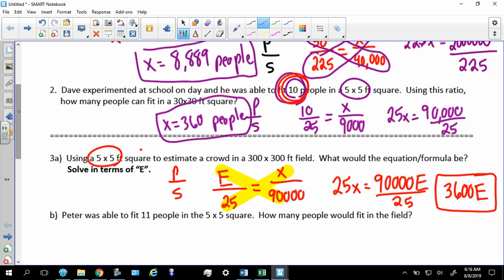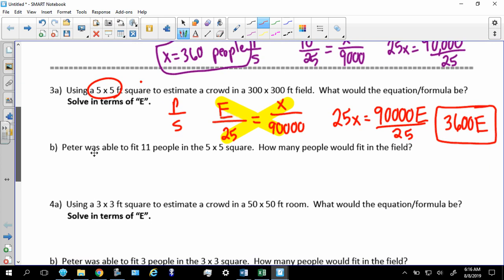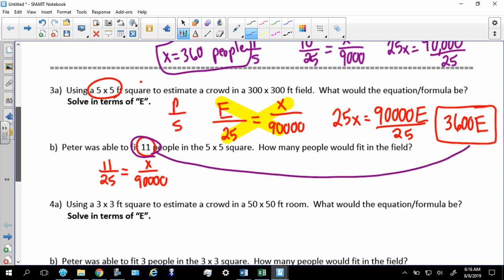Question number 3, not. All right, so 3B, it says Peter was able to fit 11 people in the square. So now we know exactly how many people can fit in the square. Okay, so there's 2 ways you can look at this. Since you know it's now 11 people, you can technically set up your proportion again. So it'd be 11 over 25 is equal to x over 90,000. You could go that route, but I say go the easier route and take 11 people and plug it in for E. That's the easiest thing.